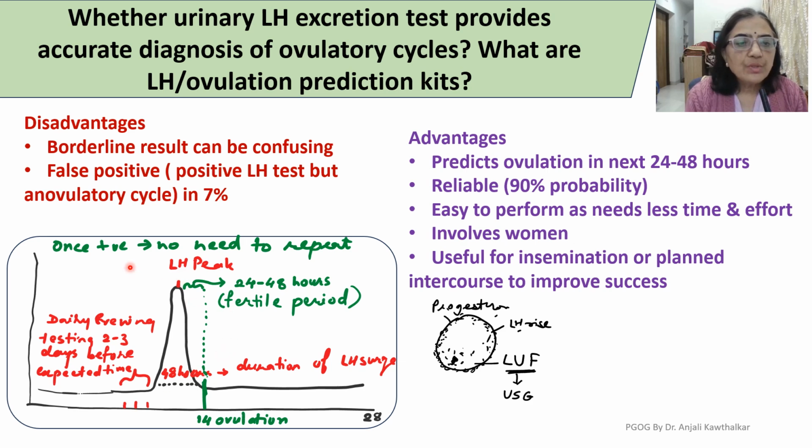Once the test is positive, there is no need to repeat the test. And on the day when the LH test is positive, and the next 24 to 48 hours, that is the maximum fertile period when we can advise a woman to go for planned intercourse, or insemination can be done during that period. So that is the advantage of this LH kit.